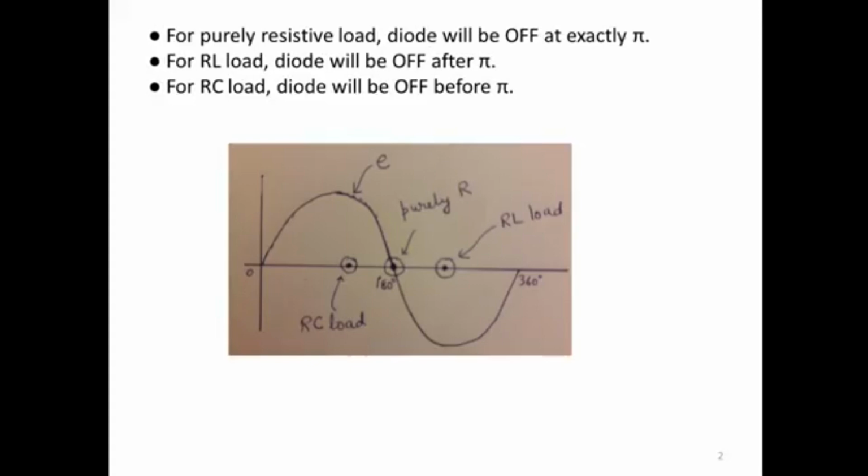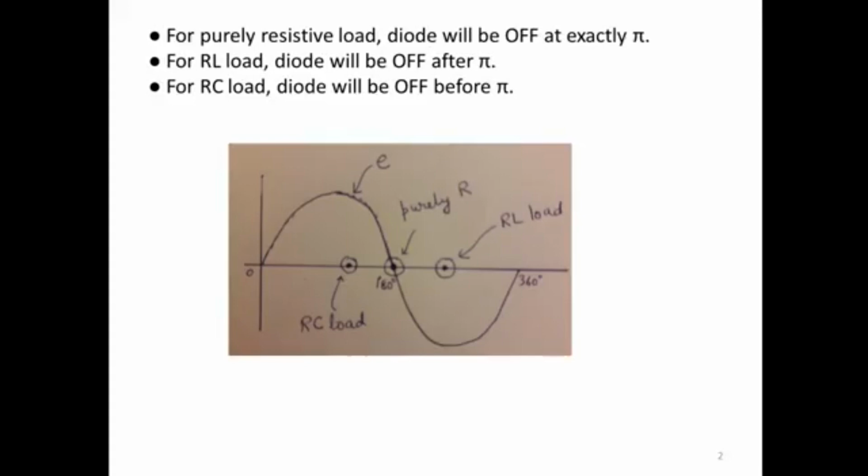Now the second case, for an RL load. As you know, in an inductor, current lags the voltage. Because of the presence of the inductor, current lags the voltage. Lags means after, lagging behind. It means that in an RL load, the current will be 0 after the voltage becomes 0. That is what you can see in the figure. For an RL load, the point of current 0 occurs after the point of voltage 0.